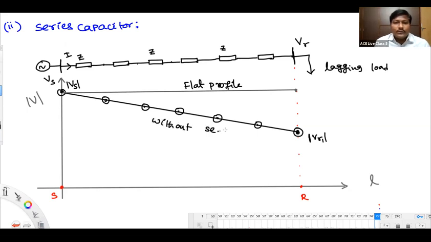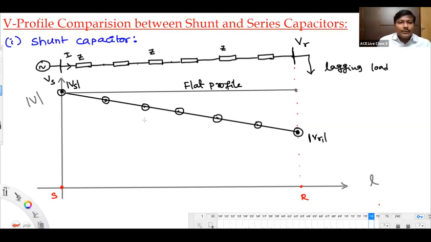Without series capacitor. And here you write without shunt capacitor. Without series capacitor, and that is without shunt capacitor. Okay, you can draw the second diagram, the series capacitor diagram, later.